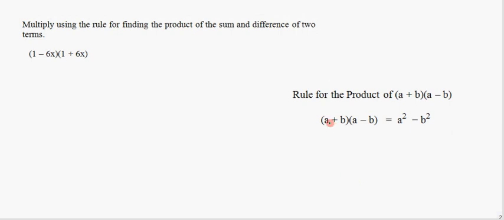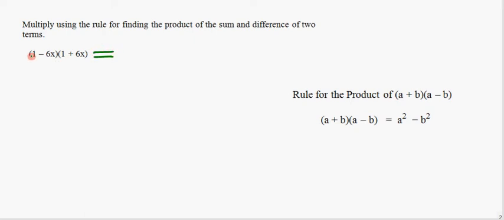If you're multiplying a plus b times a minus b, so these look exactly the same, except one is addition, one is subtraction, when you multiply those together, the result is a squared minus b squared. Whatever the first term is squared minus whatever the second term is squared. And then we've got an example of that right here. So we can use that rule.